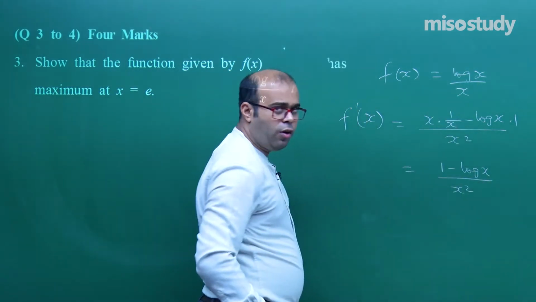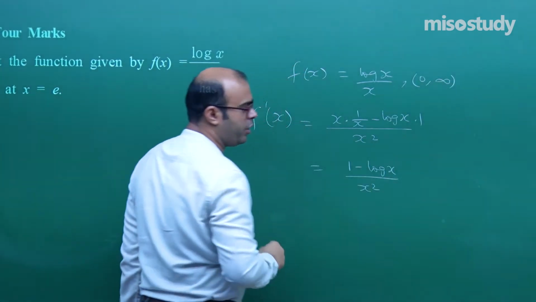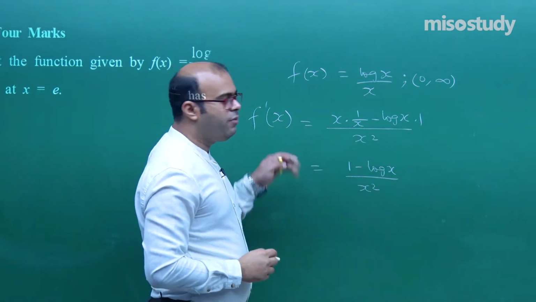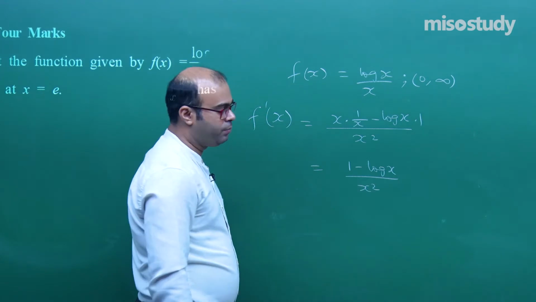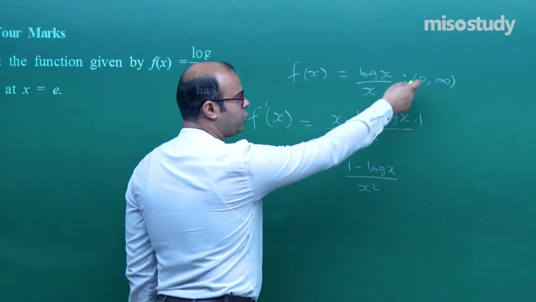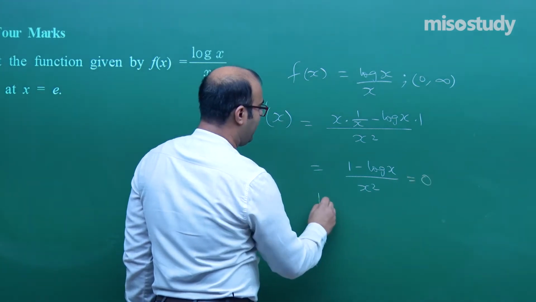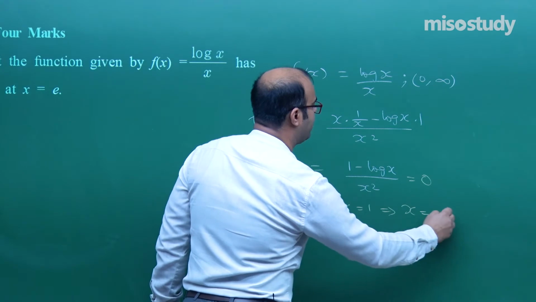Since log x is involved, its domain is 0 to infinity, where 0 is not included. Then only log is defined. So for this derivative to have a critical point, it can be 0 or undefined. We can't take undefined as x equal to 0 is not possible. So we take it equal to 0. In that case, log x will be equal to 1, or we can say x is equal to e.